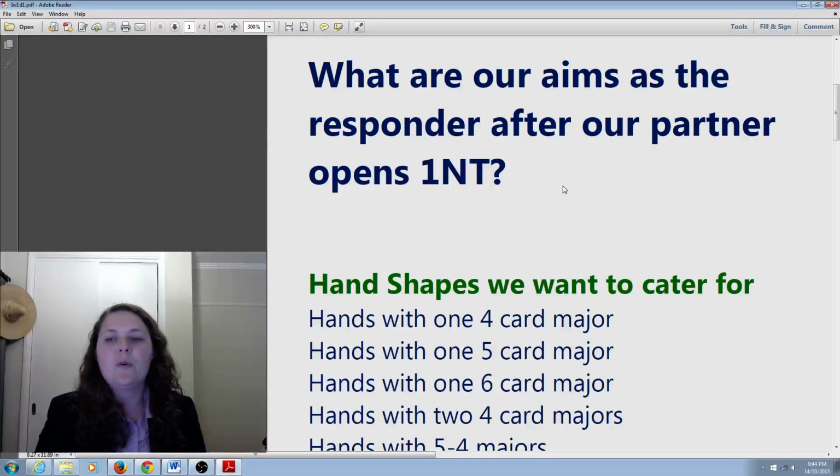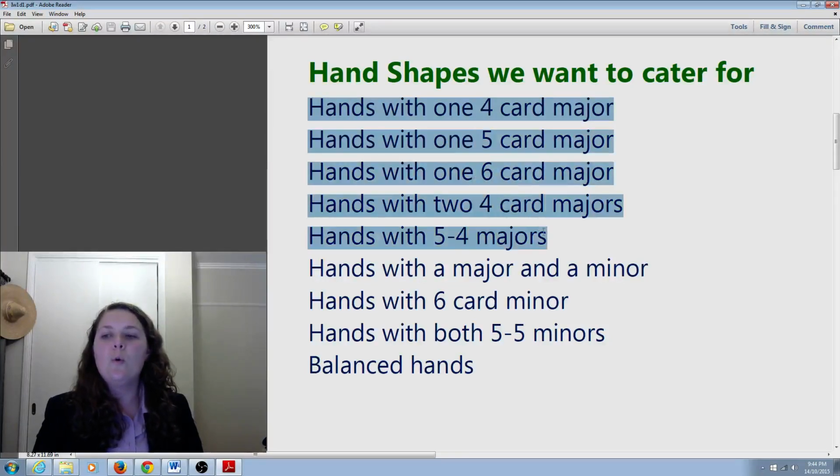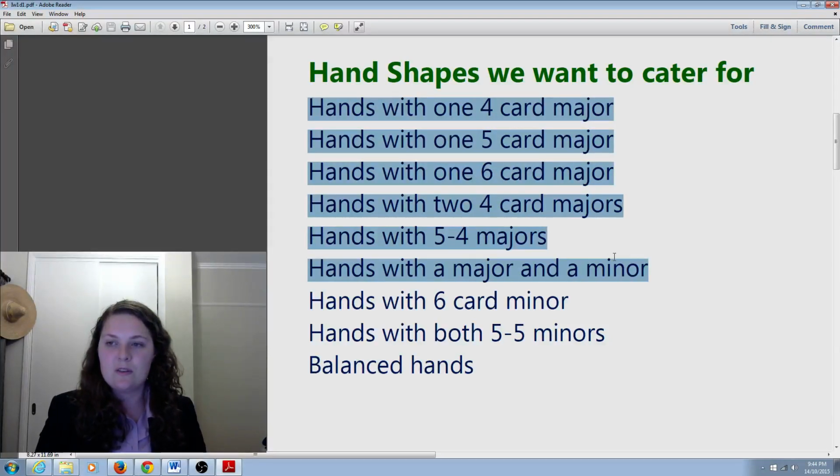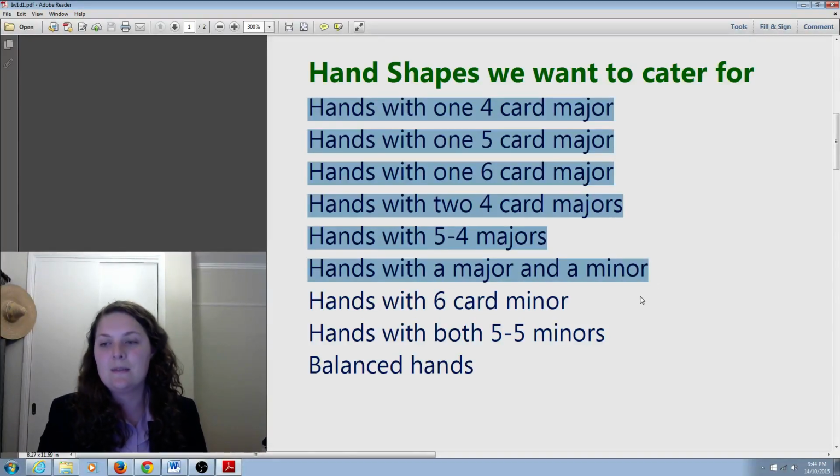So first of all, when we talk about hand shapes, these are the hand shapes that at the end of the course, you're going to be able to cater for. As it so happens, we give priority to all the hands that have major suits. This is because we're trying to find a major suit fit. We're trying to get to play in 4 of a major. So by the end of the course, you're going to be able to describe all of these hands.